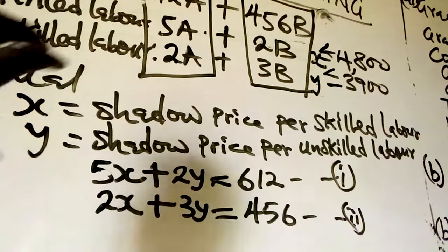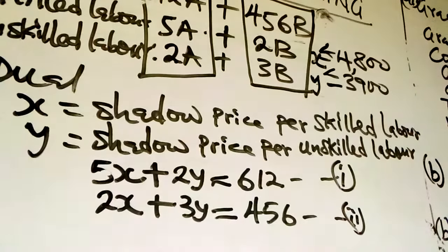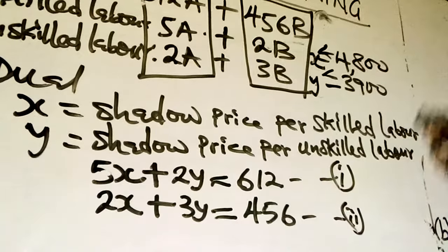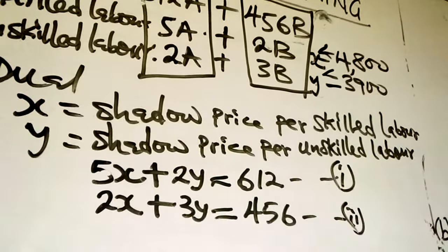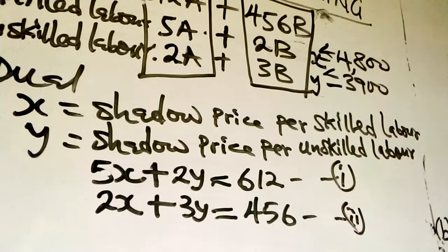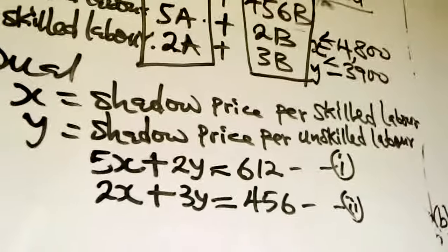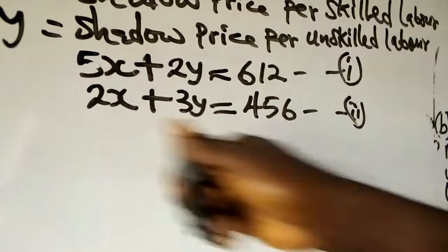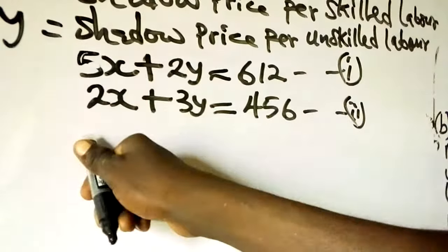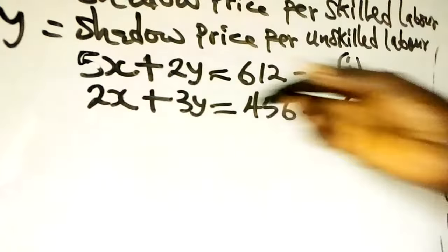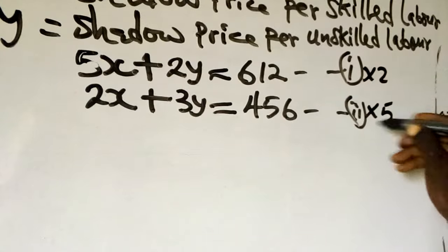The next thing is to solve this dual simultaneously. You are going to solve the dual of the primal simultaneously. So that means you want to solve simultaneous equations again. Now, let's also use the elimination method. I want the coefficient of x to be the same. Since the coefficients of x are not the same and the coefficients of y are not the same, let's have times 2 and times 5.